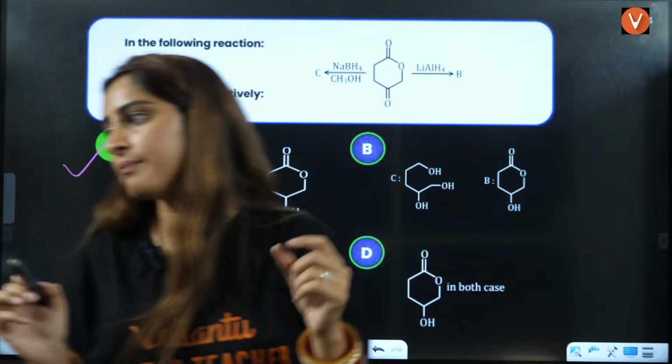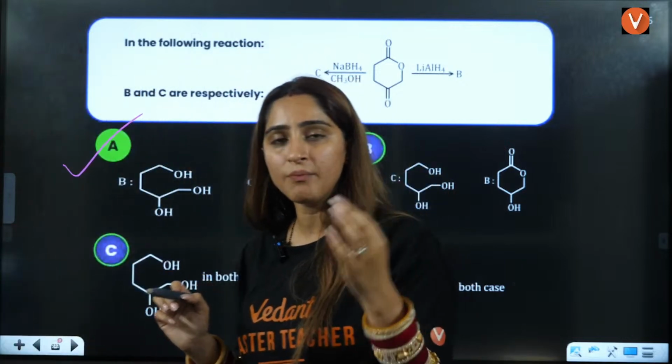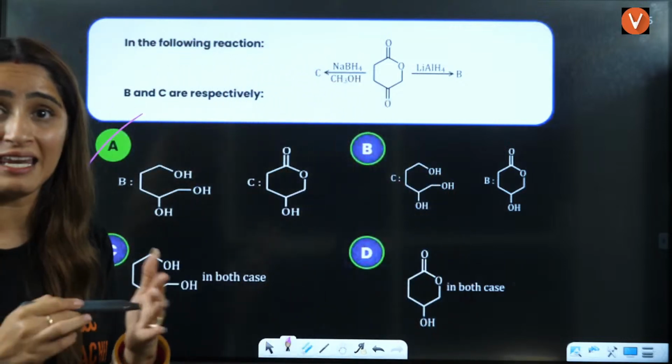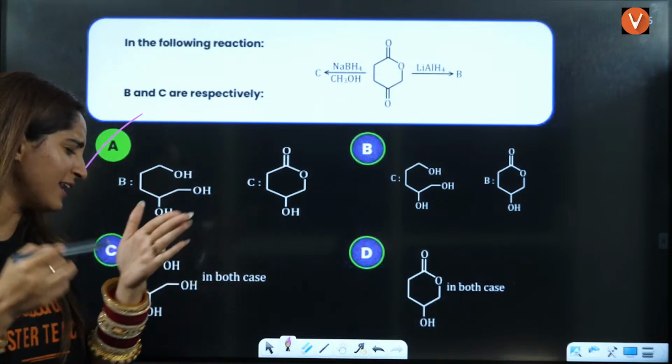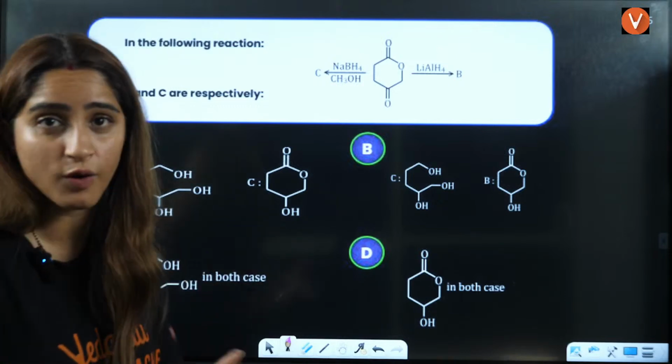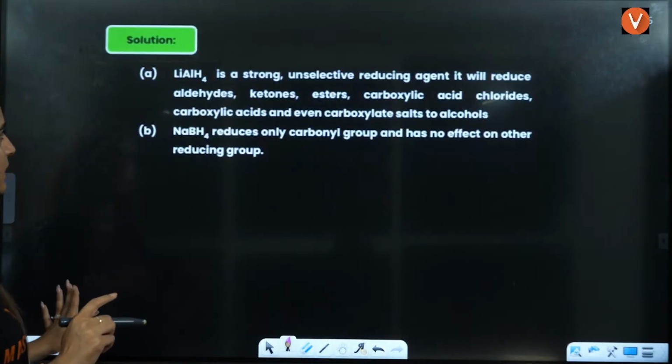Got it? What is the main important thing? That NaBH4 never reduces esters. Okay, that is a very, very important point. Okay.